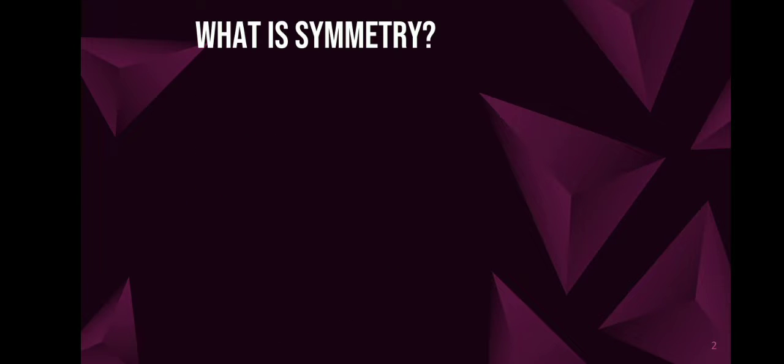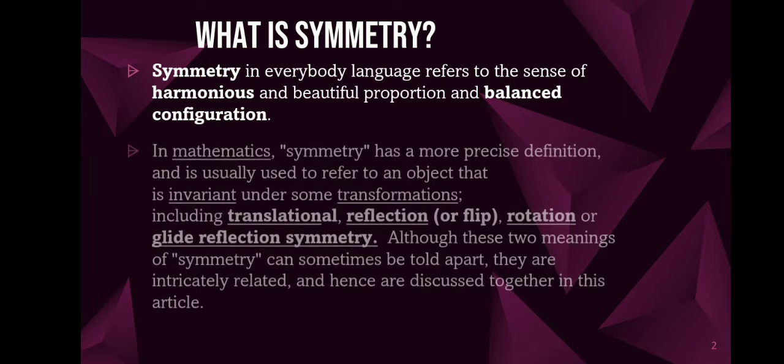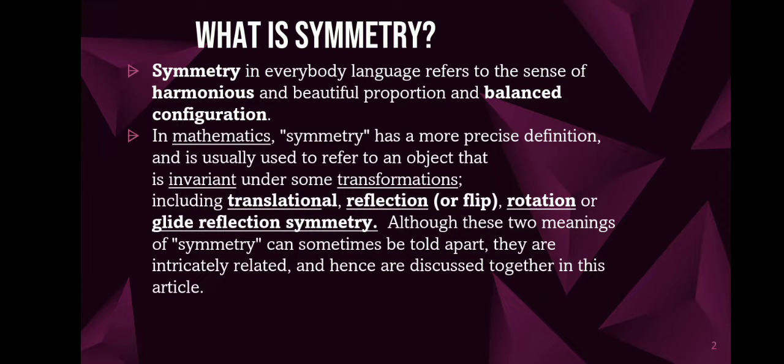What is symmetry? Symmetry, in everyday language, refers to the sense of harmonious and beautiful proportion and balanced configuration. In mathematics, symmetry has a more precise definition and is usually used to refer to an object that is invariant under some transformations, including translational, reflection or flip, rotation, or glide reflection symmetry. Although these two meanings of symmetry can sometimes be told apart, they are intricately related and hence are discussed together in this article.